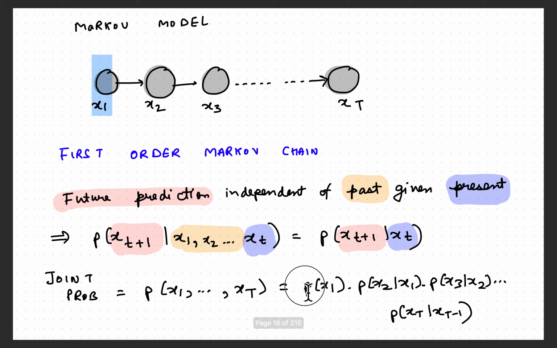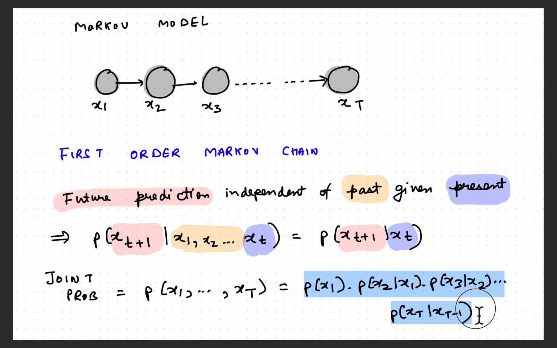Thus the joint probability would turn out to be an expression which looks like the following: probability of x1 times the probability of x2 given x1 times the probability of x3 given x2, and you keep on multiplying such terms, and the final term would be the probability of xT given xT minus 1, right?